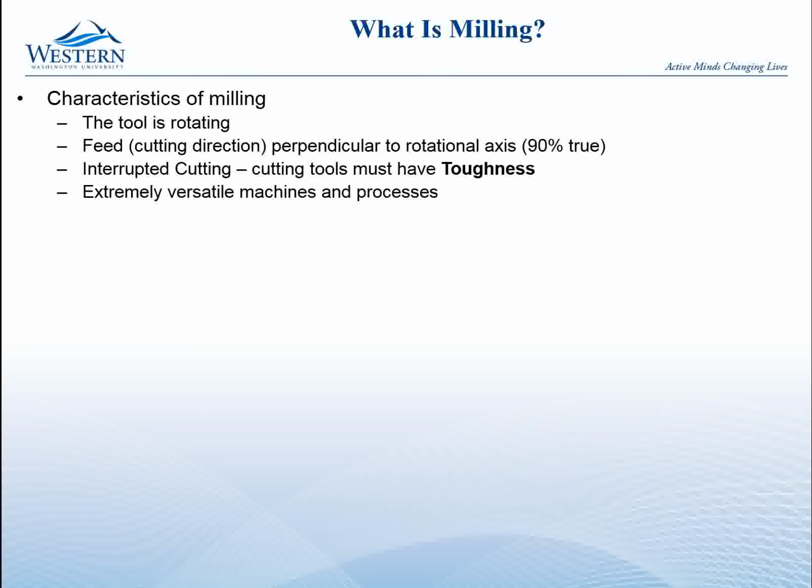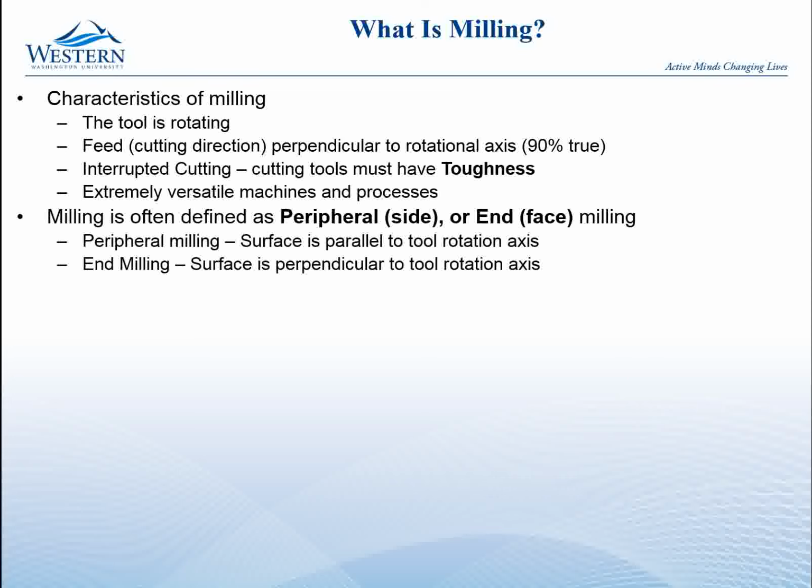You can do milling where you're feeding in the direction of the rotational axis, but it's called plunge milling and it's not done very much. Generally, there is interrupted cutting. So each tooth on the milling cutter is going into cut and then it is coming out of cut for a little while and then going back in. Because of that, the tools have to have a lot of toughness. They have to have a lot of impact resistance, so as they impact, they won't shatter. It is extremely versatile. The machines and the processes are just everywhere. You see milling all the time.